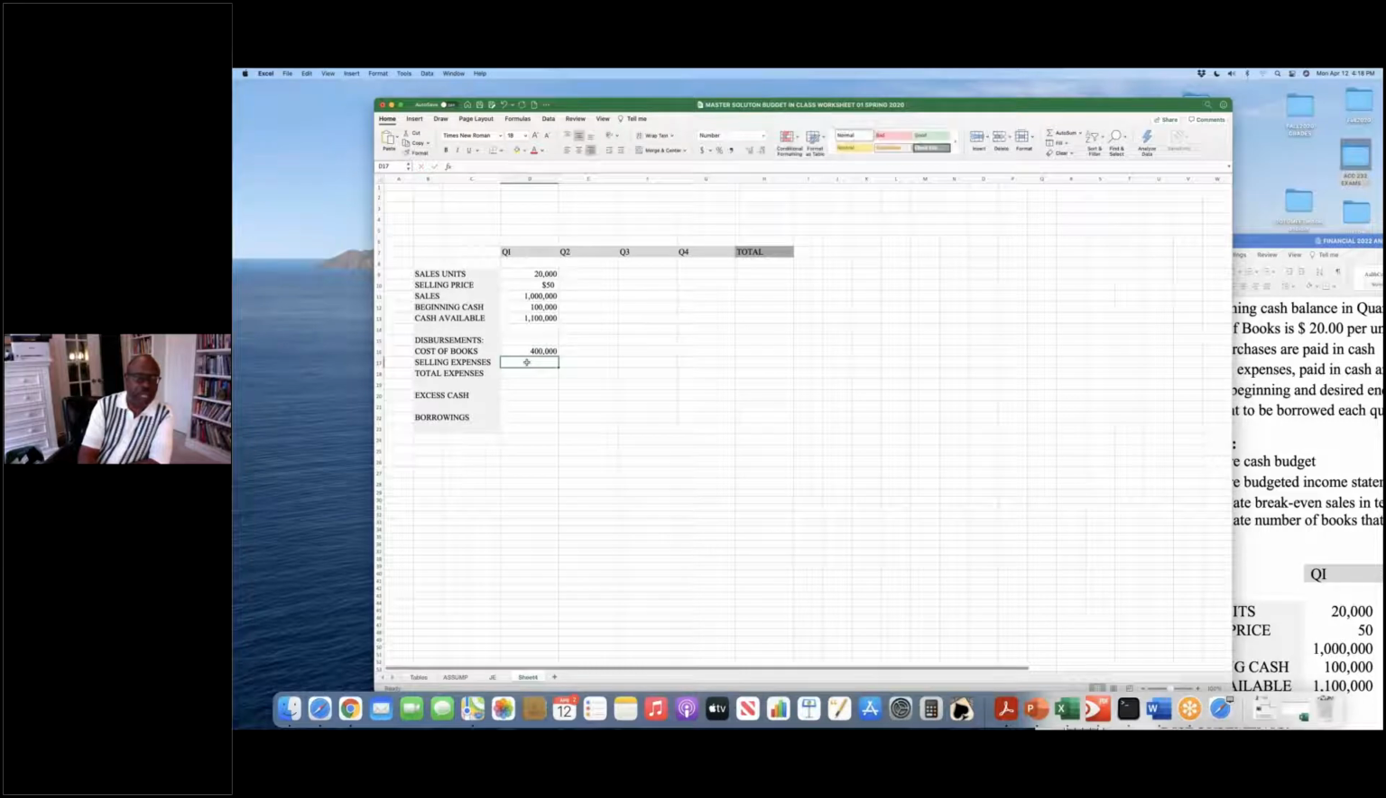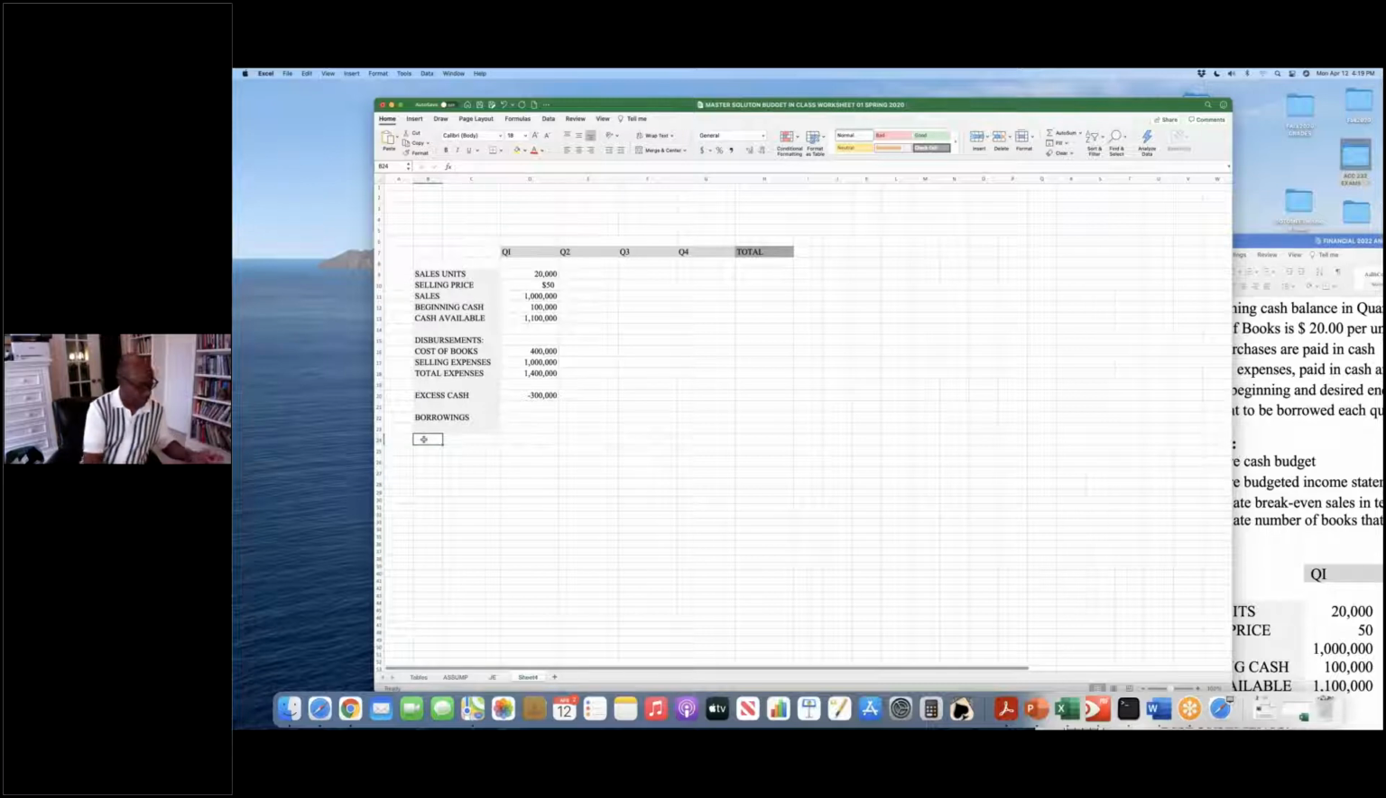And then we got to pay selling expenses of $1 million, which is like rent. So your total expenses are $1.4 million. But you only got cash of $1,100,000. So you are in a deficit position of 300,000. Okay. So what you gonna do? You have to borrow.